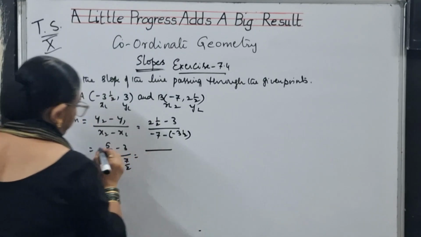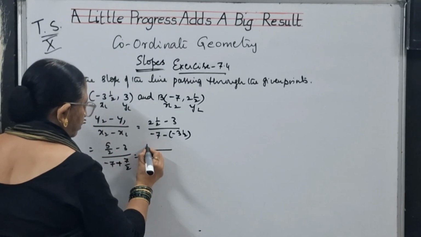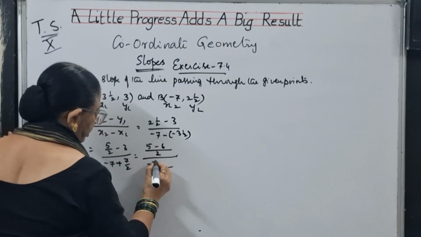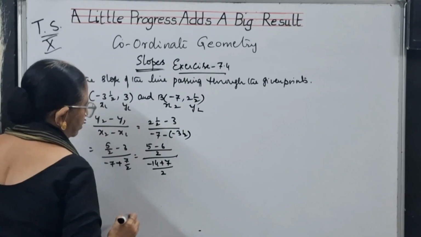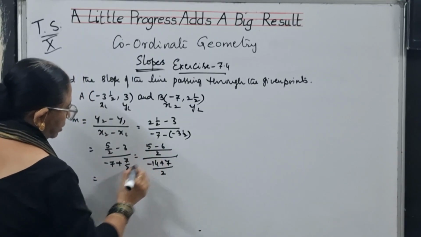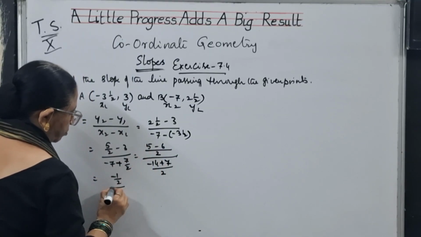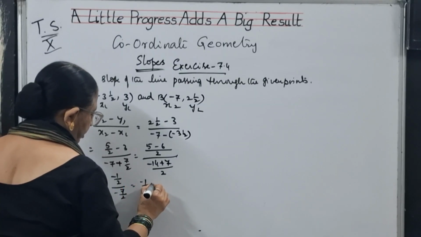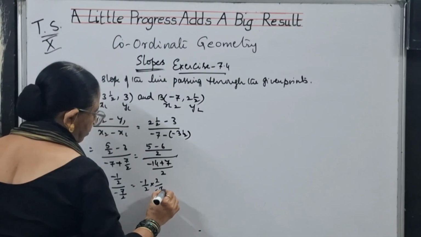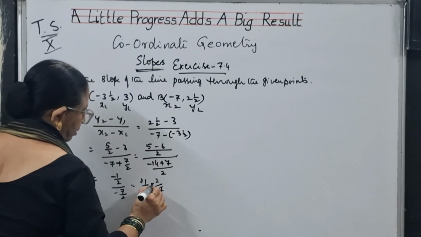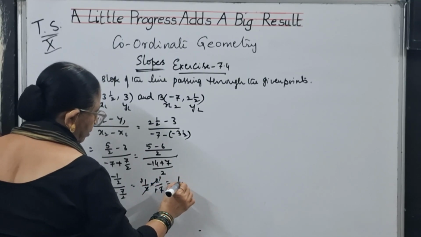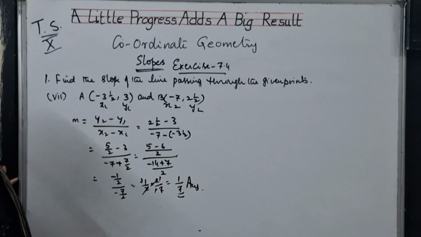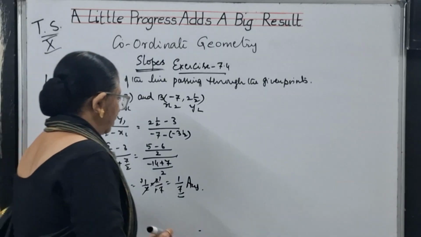This means numerator take LCM 2, 5 minus 6, by here also LCM 2, minus 14 plus 7. That means how much am I getting? Minus 1 by 2 by minus 7 by 2. This means minus 1 by 2 into 2 by minus 7. Minuses will get cancelled, 2s cancel. This is 1 by 7 is the answer. This is the slope. Okay, this is 7th bit.